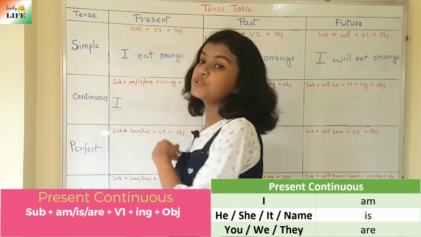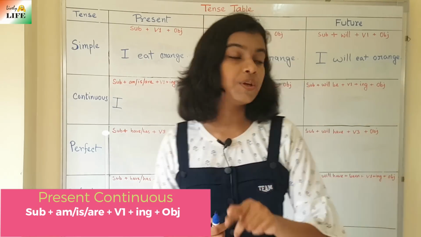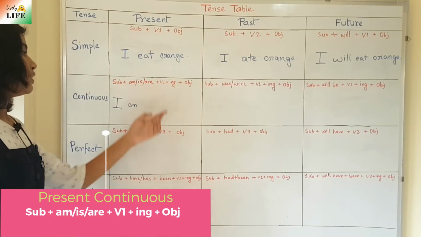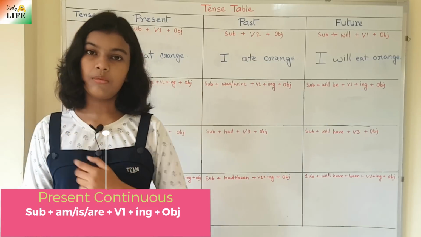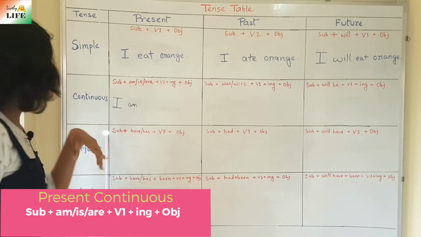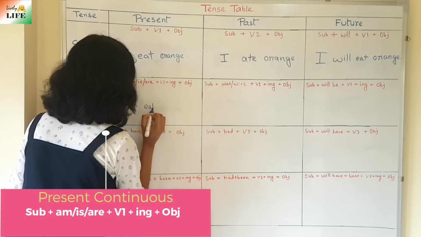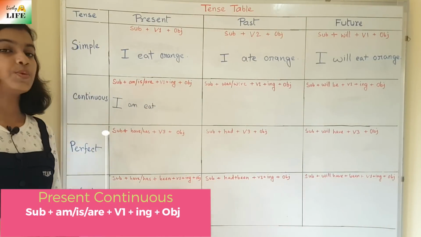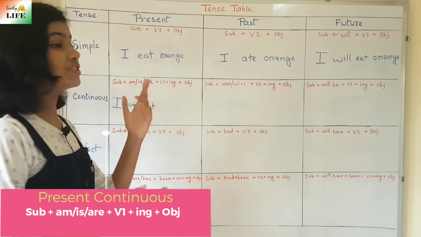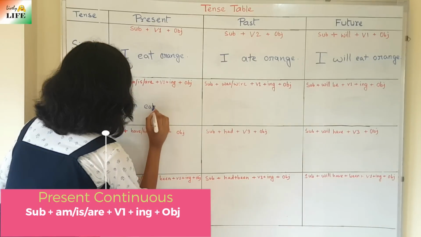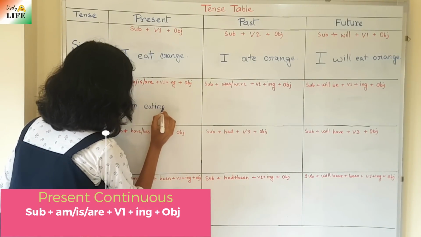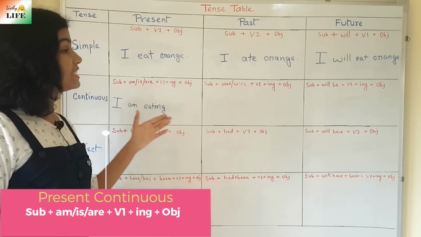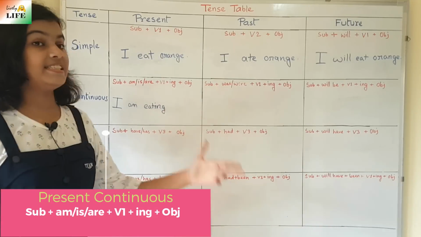So over here we have used I. So after I we use am. Am. Then V1 means first form of verb. So eat. Then ing. Okay, in continuous tense we always use ing after the verb. So eat, and then we are going to add ing. So what does the word become? It becomes eating. I am eating.